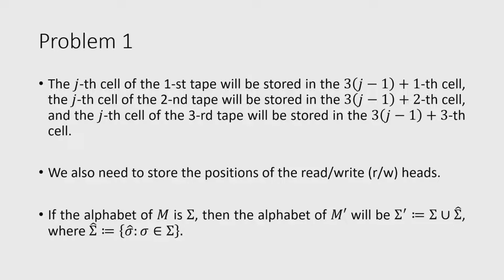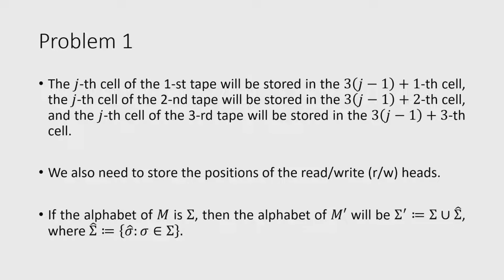However, M has 3 read-write heads which can move independently, while M prime has only 1 read-write head. So we somehow also need to store the positions of the 3 read-write heads of M on the tape of M prime. And to do this, we would slightly modify the alphabet of M to create a new alphabet for M prime. But over here by alphabet I mean the union of the tape alphabet as well as the input alphabet. So suppose that the alphabet set of M is sigma, then we would create a new set sigma prime, and this would be the alphabet set of M prime.